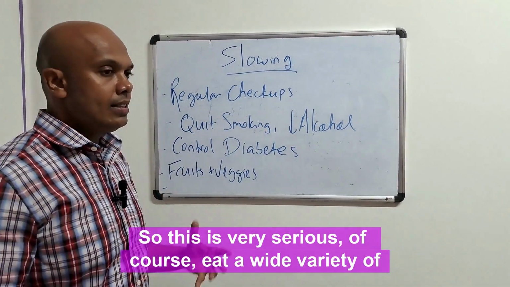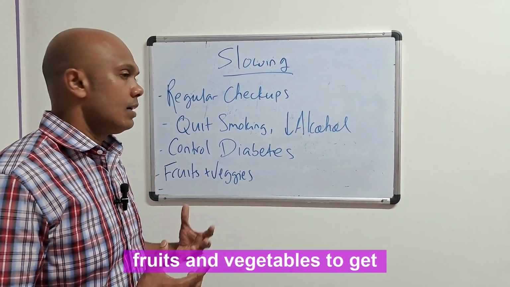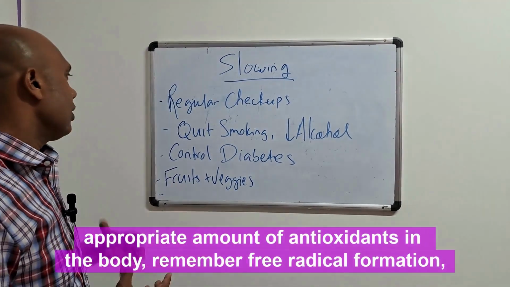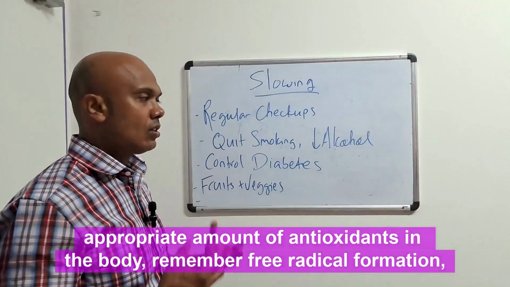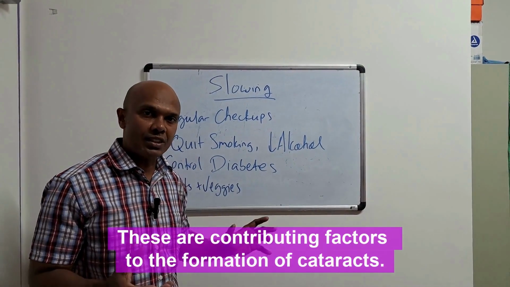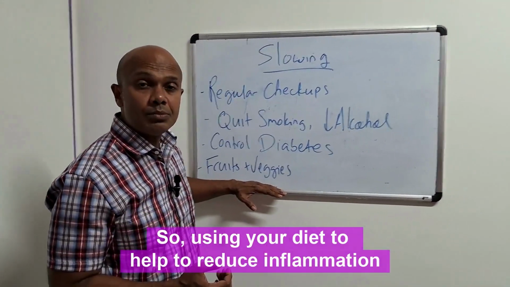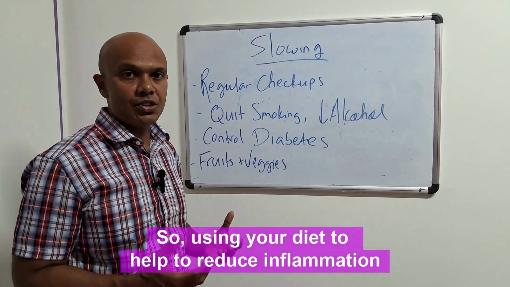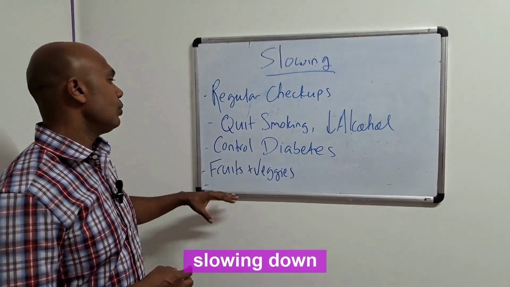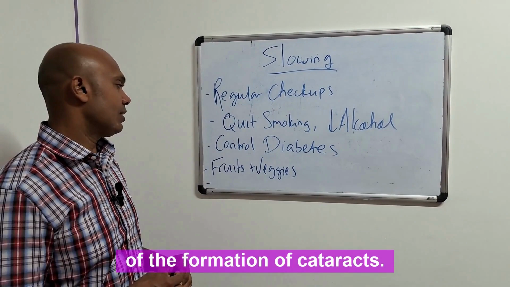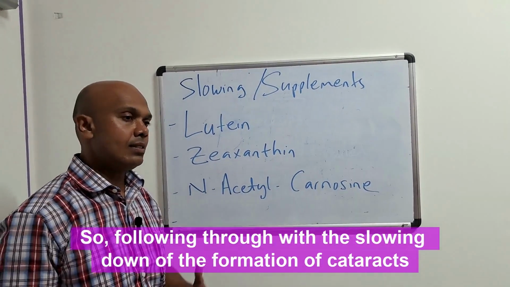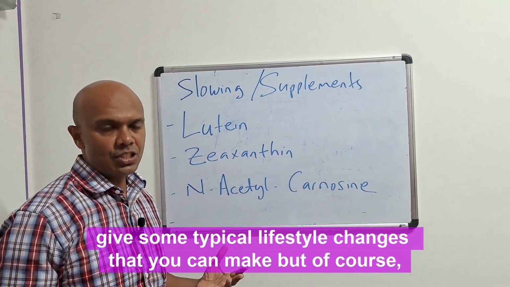Of course, eat a wide variety of fruits and vegetables to get an appropriate amount of antioxidants in the body. Remember, free radical formation and oxidative stress are contributing factors to the formation of cataracts. So using your diet to help reduce inflammation, oxidative stress, and free radicals in the body would help with slowing down the formation of cataracts.